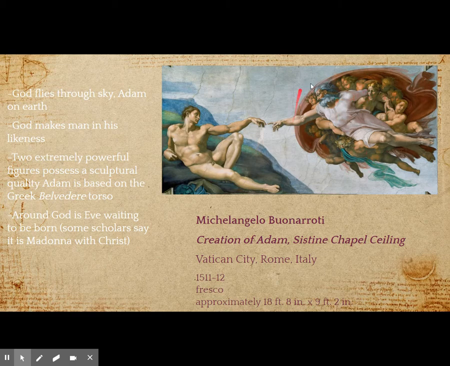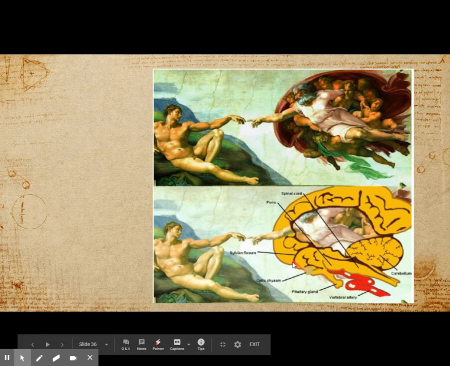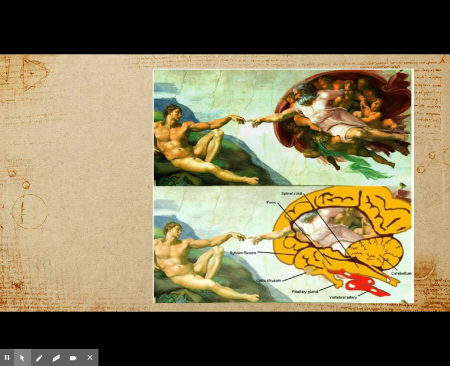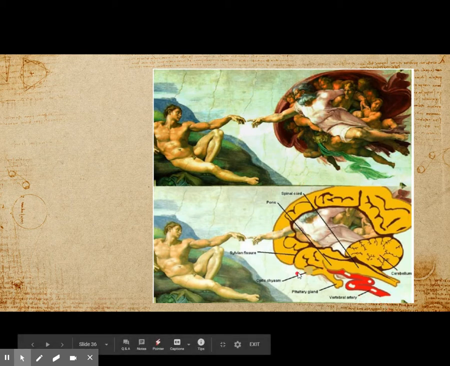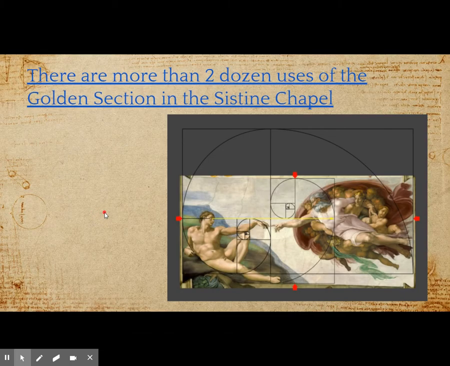And the great thing about the billowing drapery of God is that it makes a human brain. It's the exact shape of a brain in cross-section. God is the great brain of the universe, which is really, really cool. He also uses the golden section multiple times throughout the Sistine Chapel. So again, they are paying attention to these things. These compositions are not haphazard. This is not slapped together. This is very thought out, very planned, and very organized.